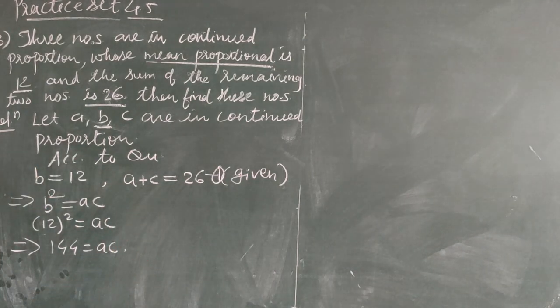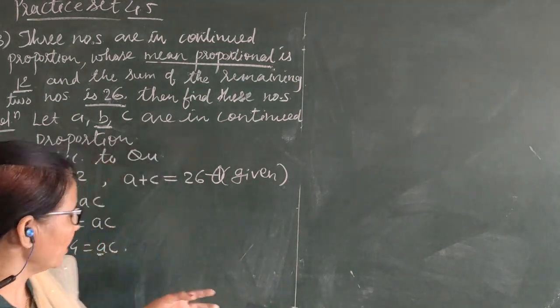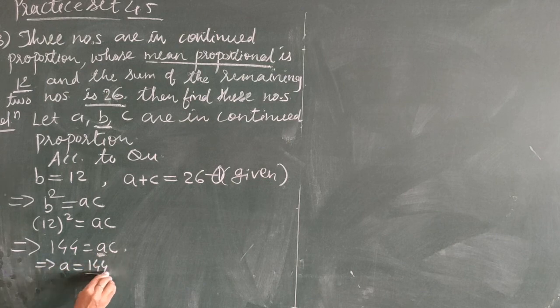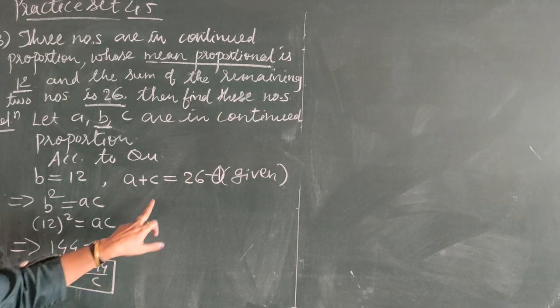Give it number 1. Now 144 is equal to AC. From here you can find the value of A or you can find the value of C. It is your choice. Here I am finding the value of A. So A is equal to 144 by C. Now let's put this value of A here.